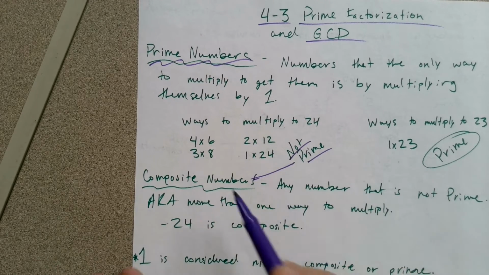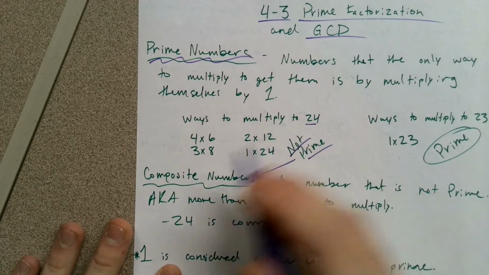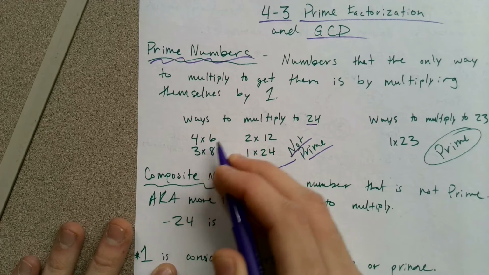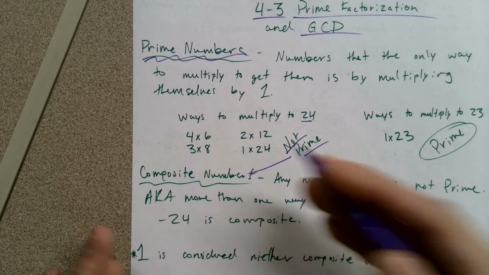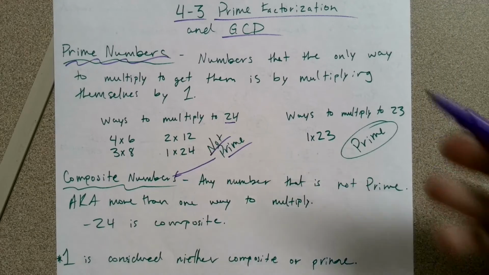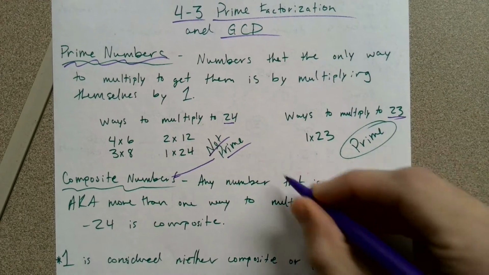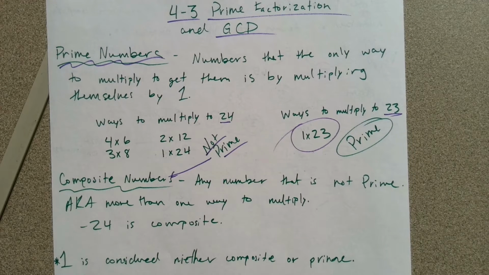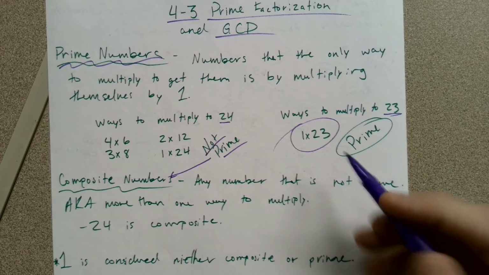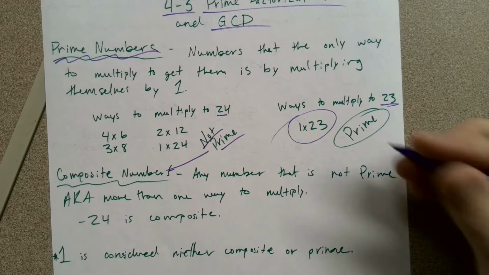A not prime example would be something that has many ways to multiply to get to it. So 24. You can get there by 4 times 6, 3 times 8, 2 times 12, 1 times 24. A lot of ways to get there. That's not prime. Something that is prime only has one way to get there. I don't know any other ways to multiply to get to 23 other than 1 times 23. We're talking integers. Obviously, you could use decimals to get there. But whole numbers, integers, 1 times 23 is the only way to get there.